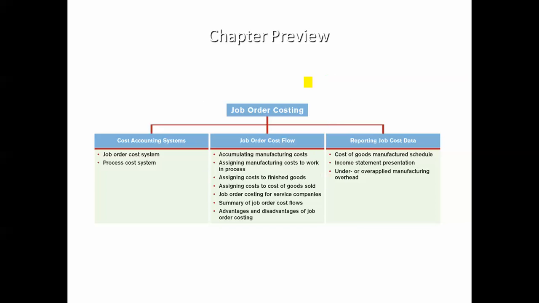The chapter itself, we're going to look at the job order costing system, then the process costing system. Then we're going to study how we accumulate costs. How do the costs flow? And then how do we assign them to products being produced?